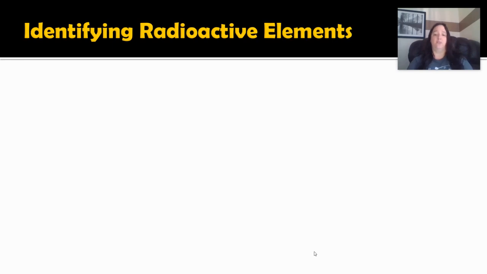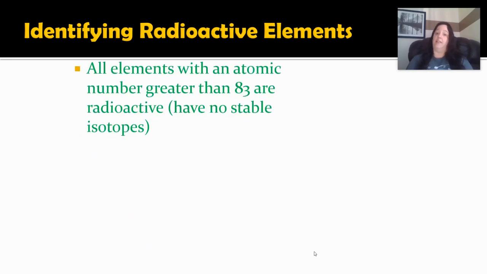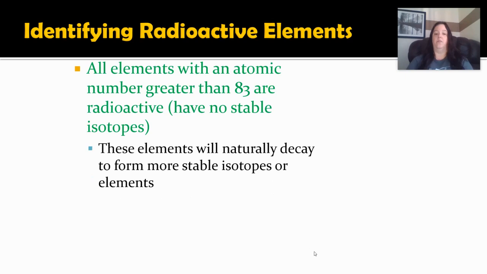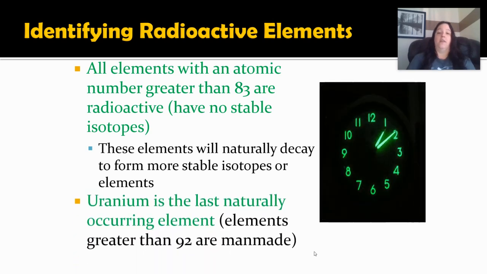So how do I know an element is radioactive, other than being bombarded with radiation, which is not a good thing? And you can't see that, so you wouldn't really know either. All elements with atomic numbers greater than 83 are considered radioactive. They have no stable isotope. These elements are going to naturally decay, releasing those particles, to form a more stable isotope. Then they are much more stable, and they can exist in a much easier form. Now, uranium is the last naturally occurring element. Everything after element 92, remember, was man-made, and a lot of those are radioactive.